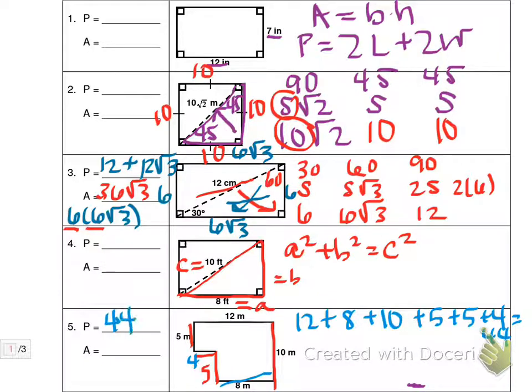For my area, remember that we have to make these into two separate rectangles. So once I do that, this side here is 8 times 10, which is 80. And then this one is 5 times 4, which is 20. So I'm adding those together for both of my areas, and my area is 100.